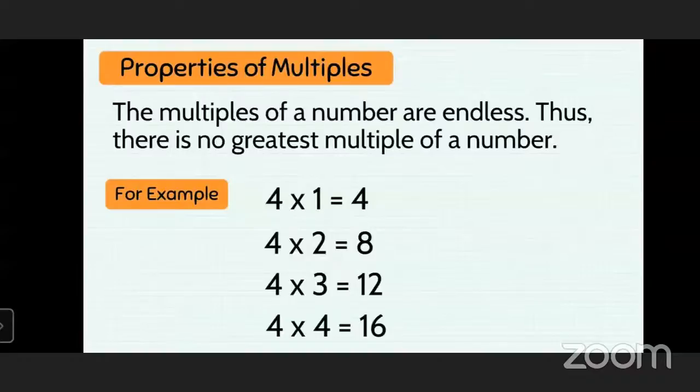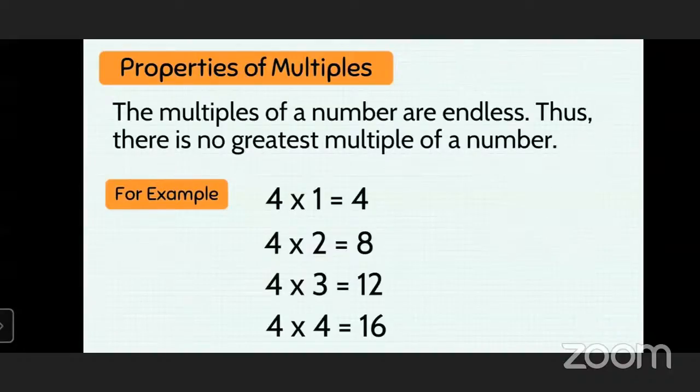For example, if we take the number 4, and we multiply by 1, 4 ones are 4. If we multiply by 2, 4 twos are 8. If we multiply by 3, 4 threes are 12. If we multiply by 4, it is 16. Likewise, if we multiply by 10, 4 tens are 40. If we multiply it by 15, so 4 multiplied by 15, what will be the answer? Anybody?